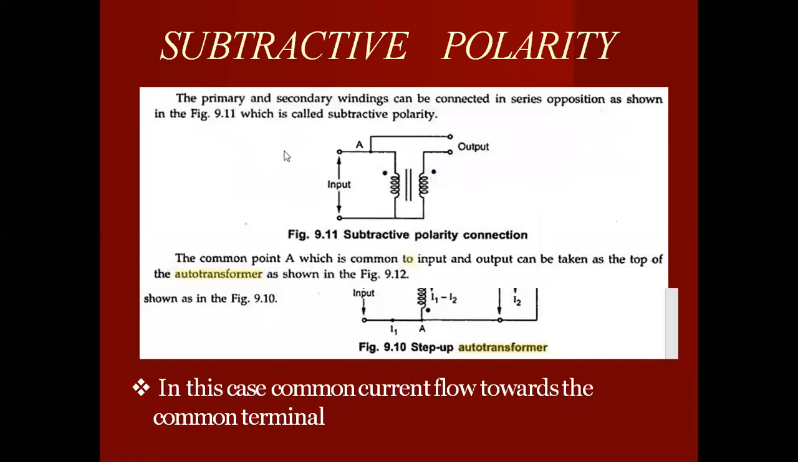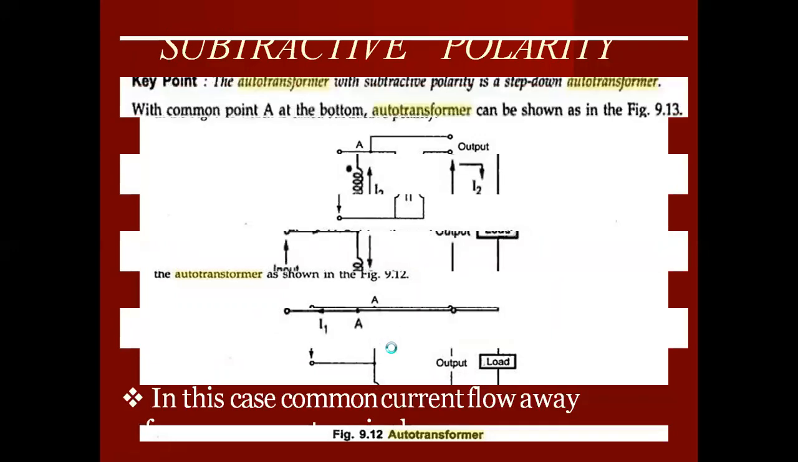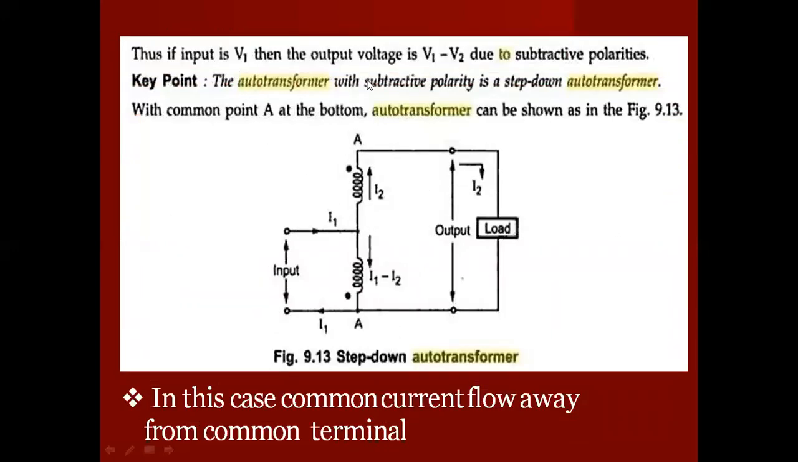Now the subtractive polarity: it is clearly seen in this figure that they are connected in series opposition, as shown in the figure. It is called the subtractive polarity. A common point A, which is common to input and output, can be taken as the top of the autotransformer, as shown in the figure. So when V1 is the input, the output becomes V1 minus V2 due to the subtractive nature. This type of transformer is generally used for step down purposes. In this case, the common current flows from the common terminal. So the input is V1 and the output is V1 minus V2.